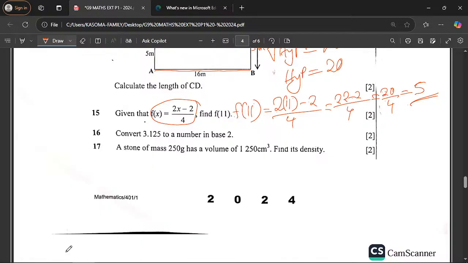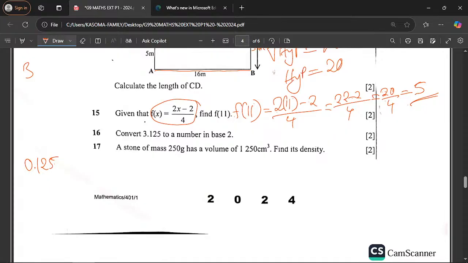Okay, so to convert this number into a number in base 2, what we are going to do is divide it into a whole number and a fraction. The whole number will be alone and the fraction will be alone. So we have got 3, which is the whole number, and we have got a fraction, which is 0.125. So let's start with the whole number.